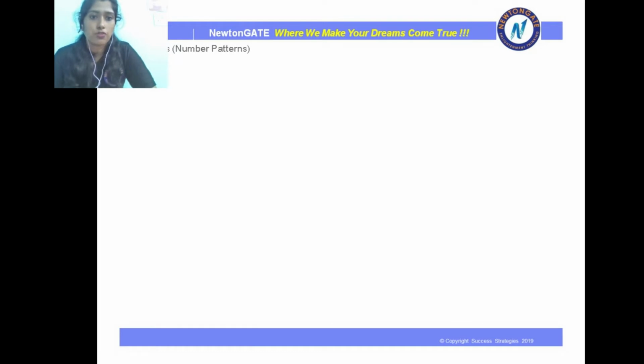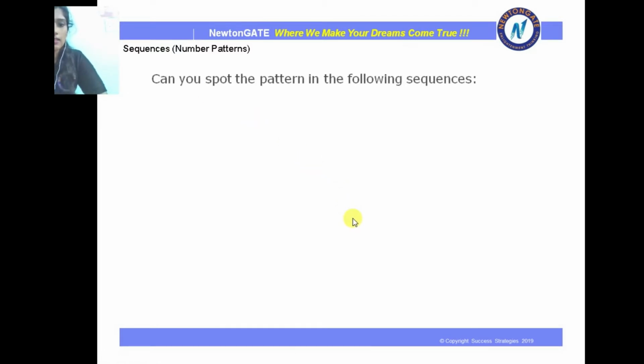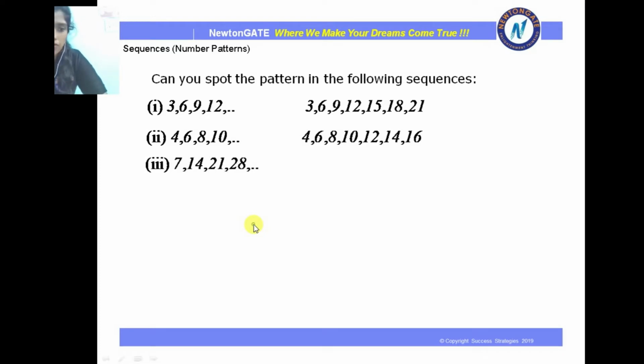First of all, the arithmetic number, or what we know as the sequence. Let us see some patterns. 3, 6, 9, 12. Then we have 3, 6, 9, 12, 15, 18, 21. Same for 4, 6, 8 and 10, and then it is carried forward. Similarly, I have taken some more examples as well.